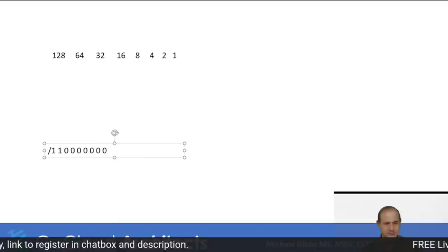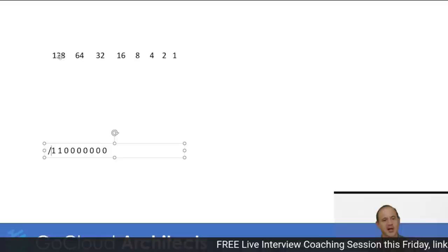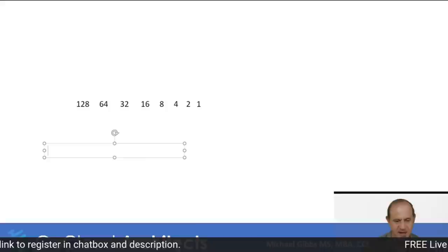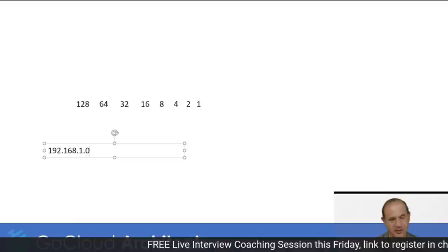Okay, so let's start having some fun with some of this stuff. So let's explore it a little more. So now, tell me what this subnet mask is. Let's say our subnet mask is going to look like this. I'm going to give it to you now in binary notation. So here's the IP address. The address is going to be 192.168.1.0. Now here's what the subnet mask is going to look like.